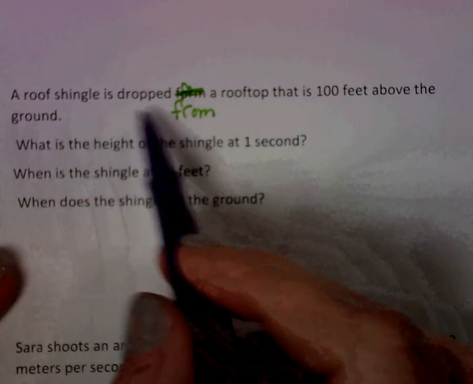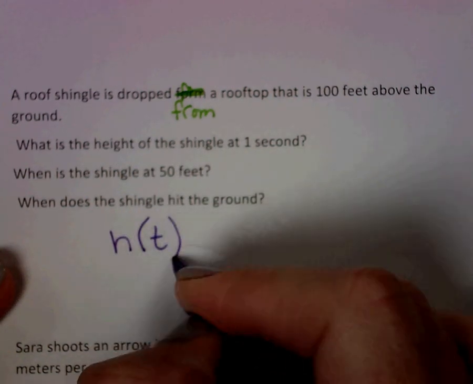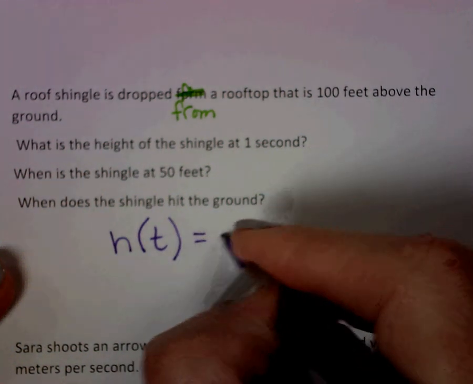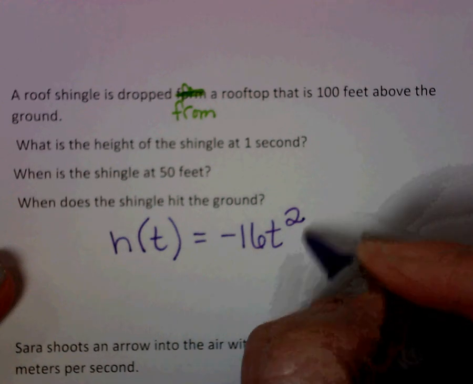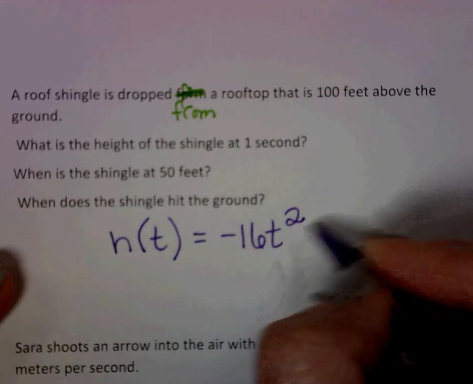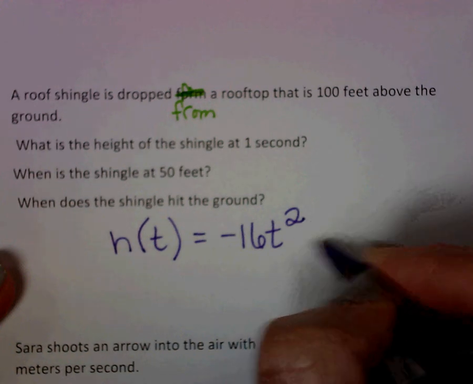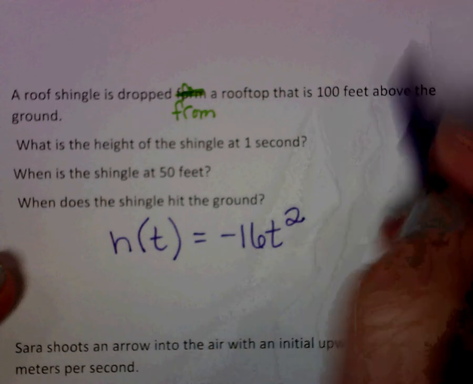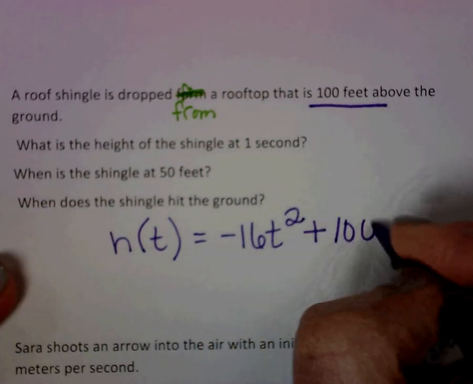So just to write a general equation, because we have several questions on this one, h of t represents our final height. We still have negative 16t squared. Our v, though, since we're dropping it and there isn't any, would just be 0. So if I put 0t, that's still just 0. We're dropping it from a roof that's 100 feet above the ground, so plus 100.